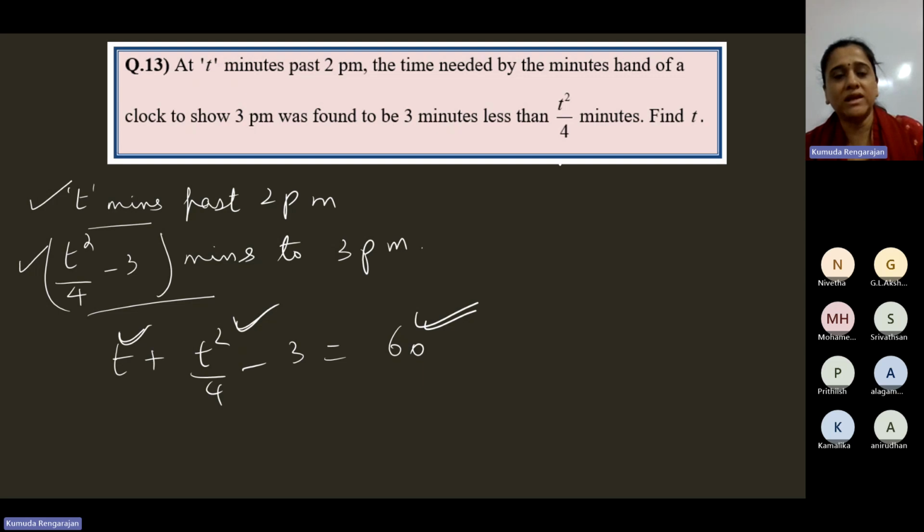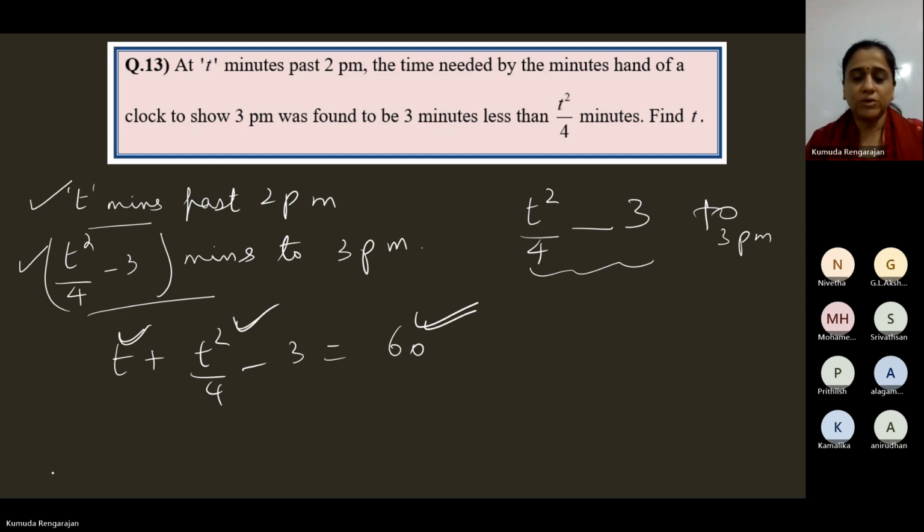Whatever comes after more than or less than, write that first. And because it is less, you should say minus, not plus. And 3 minutes, so much time to 3 p.m. Because it's given that the minutes hand has to travel so much to show 3 p.m., that means it is so many minutes to 3 p.m.